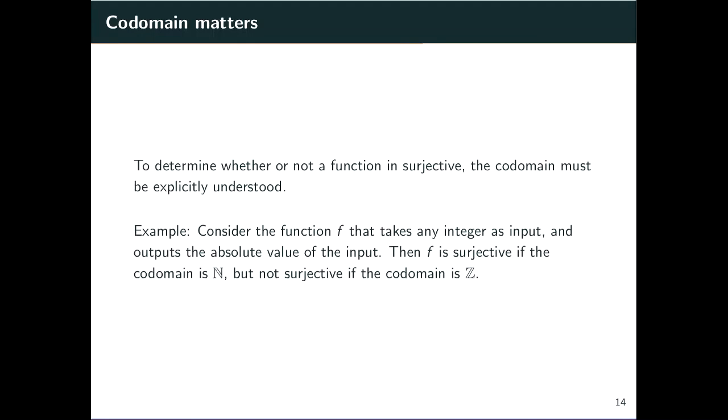Yep, so to know if a function is surjective or not, you probably need to understand the codomain. So if you take a function that takes any integer as input and outputs the absolute value of the input, then f is surjective if the codomain is n, but it's not surjective if the codomain is z. So if you change the codomain, then it might or might not be surjective.